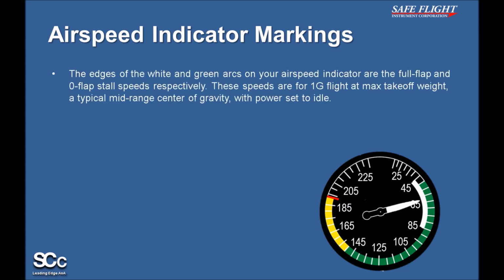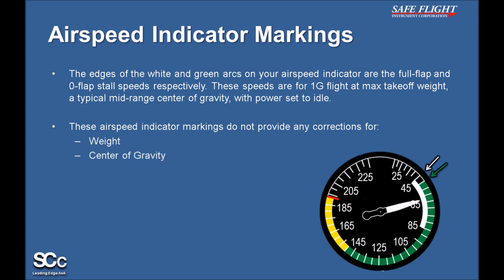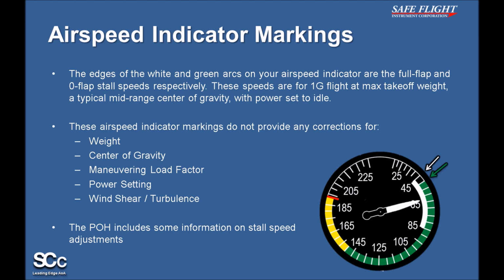Now we are going to take a little bit of time to talk about the traditional airspeed indicator. The edges of the white and green arcs on your airspeed indicator are the full flap and zero flap stall speeds respectively. These speeds are for 1G flight at max takeoff weight, a typical mid-range center of gravity, with power set to idle. As such, these airspeed indicator markings do not provide any corrections for weight, center of gravity, maneuvering load factor, power setting, and wind shear and turbulence. The POH does include some information on stall speed adjustments, but these are not reflected on the airspeed indicator.